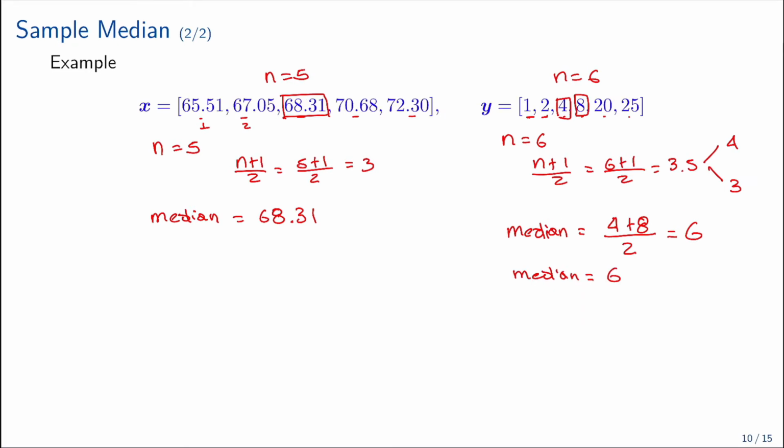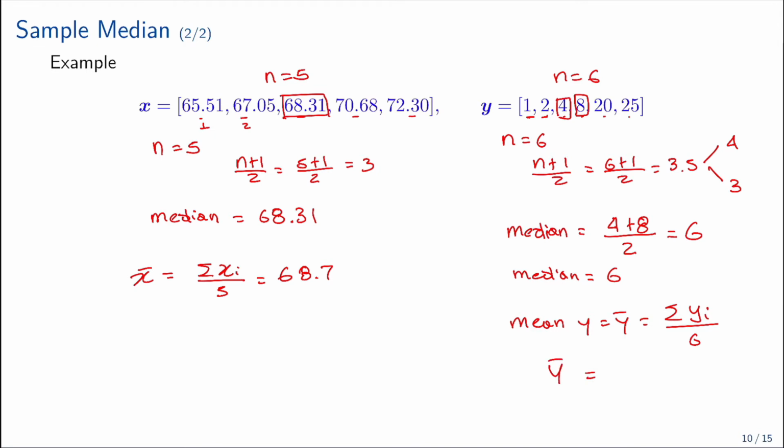And we can apply the mean in both cases. In this case, if we apply the mean of x, which is equal to the sum of xi divided by 5, we are going to obtain 68.7. And in this case, the mean of y, which is y bar, is equal to the sum of yi divided by 6, and this is going to be equal to 10. You can verify that if you do it by hand.